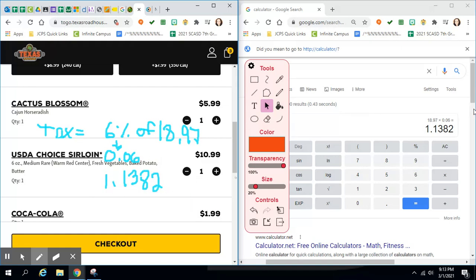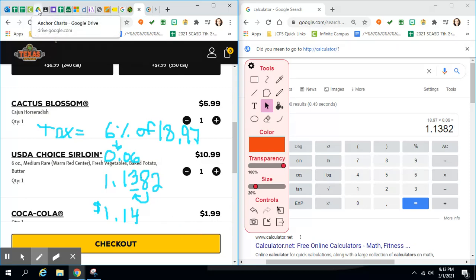What we have to do as the mathematician is round our tax to the nearest cent. I know the nearest cent is where this 3 is, right? So this would be like $1.13, except we're rounding. I'm going to look at the number back here, and this 8 is telling me that we're going to round this 3 up to a 4. So my actual tax is going to be $1.14. Okay.